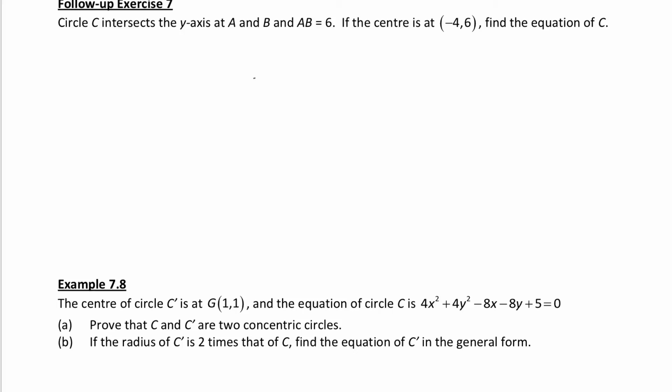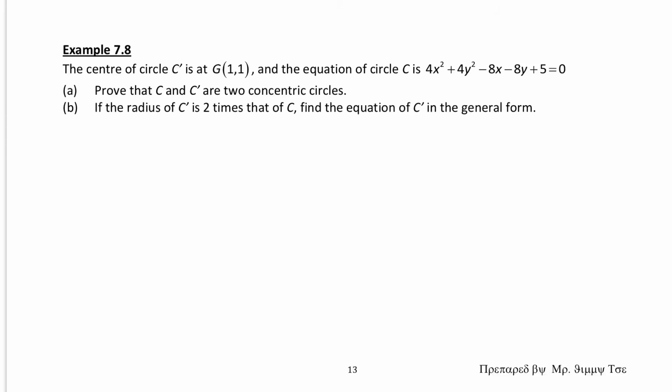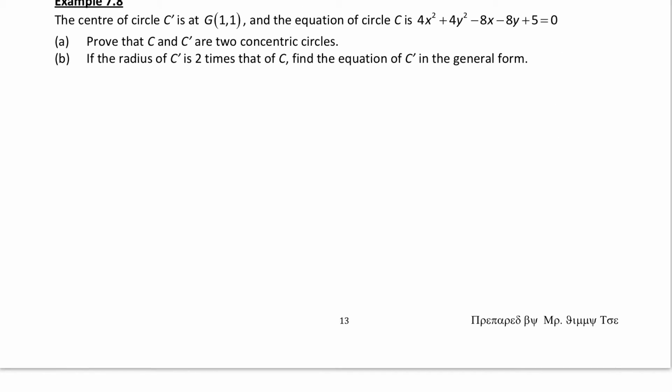Example 7.8. The center of C prime is at G, (1, 1). Another equation of a circle is 4x squared plus 4y squared minus x minus y, xy plus 5 is equal to 0. Part A. Prove C and C prime are two concentric circles. What is the meaning of a concentric circle? That means the centers of these two circles are the same.